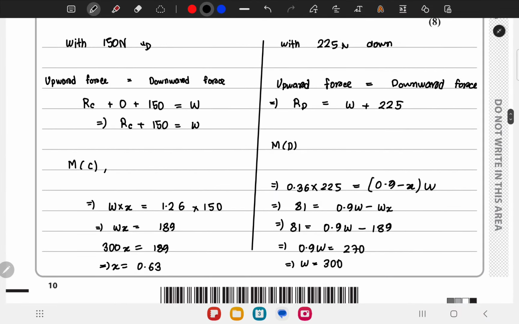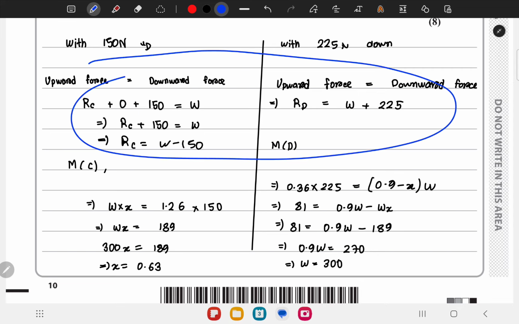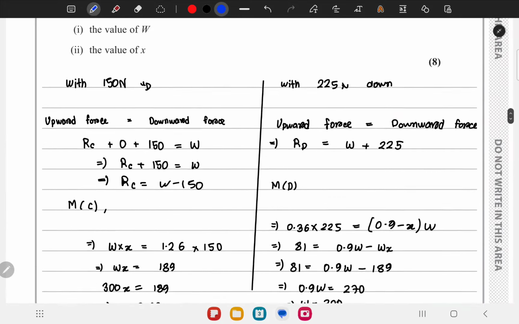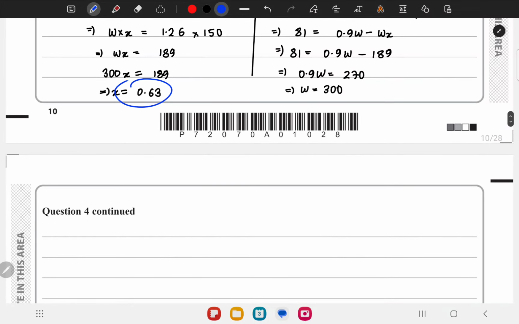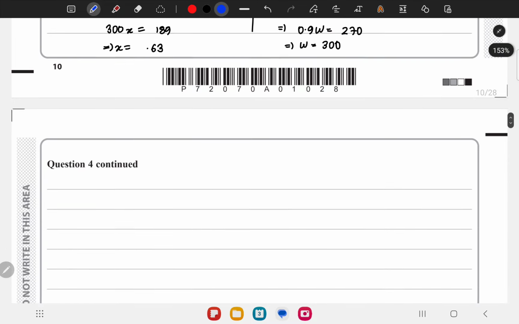By considering moments about C and D in two cases, we made these two equations unnecessary. But if we take moments about other points, we will need this. We'll have to use this. So we might have to use reaction at C is W minus 150 and reaction at D is W plus 225 if we consider moment about other points. So that's why I figured them out. So that's it for this question. We have the value of x and W both.